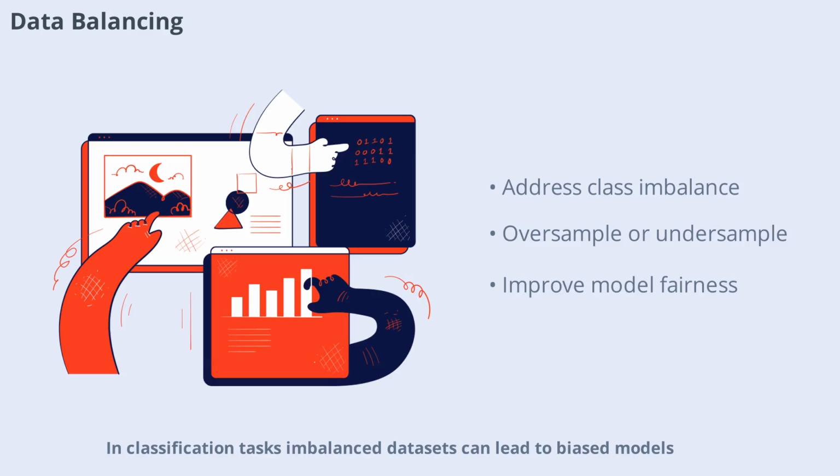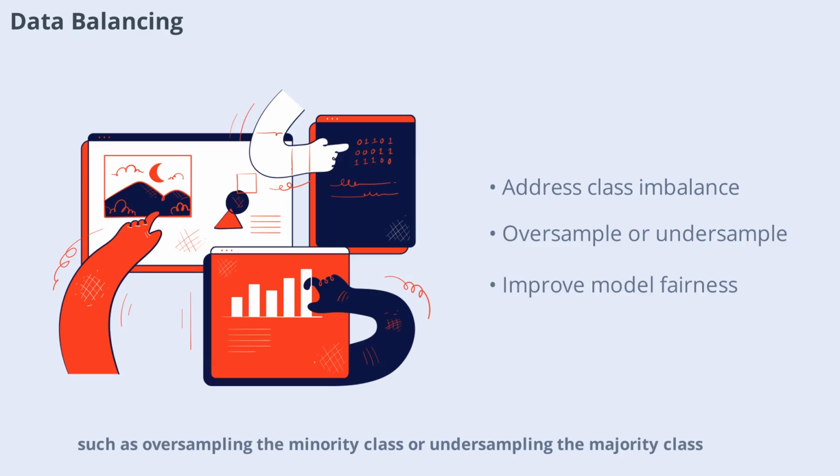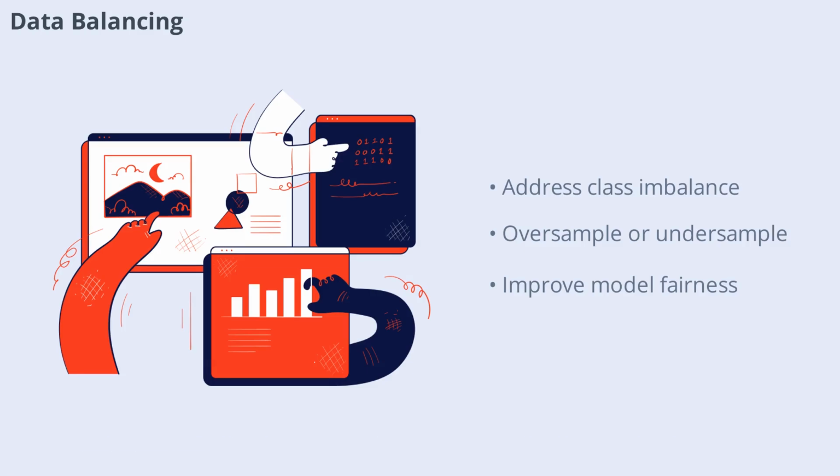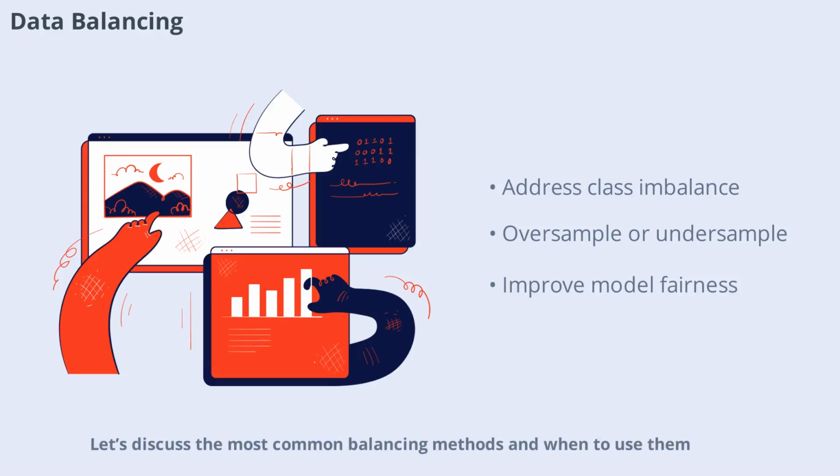Imbalanced datasets can lead to biased models, especially in classification tasks. Data balancing techniques such as oversampling the minority class or undersampling the majority class help address this issue. Balancing ensures that your model pays equal attention to all classes, improving its ability to generalize. Let's discuss the most common balancing methods and when to use them.